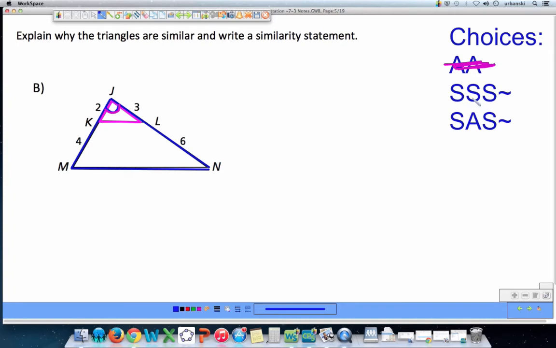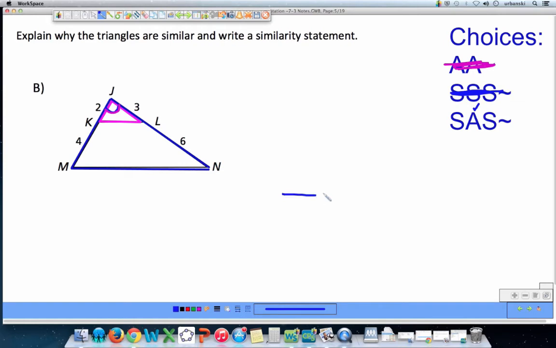Try sides. Do you have enough information for all the sides? Well, I don't know this side and I don't know this side, so no. Now we have to try side angle side. We already checked the angle. We know that angle J is equal to angle J. Now we have to think in terms of the pink triangle and the blue triangle.